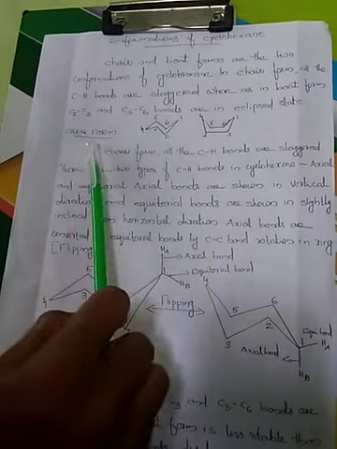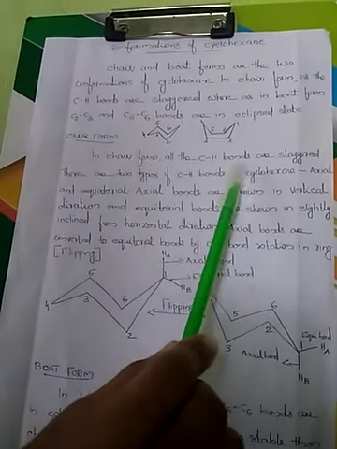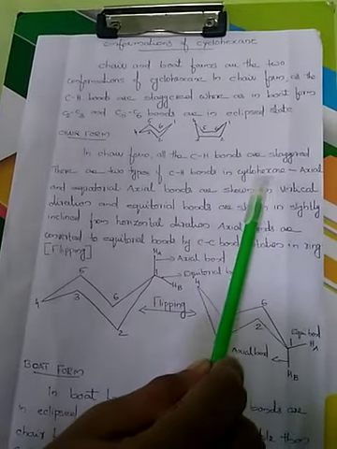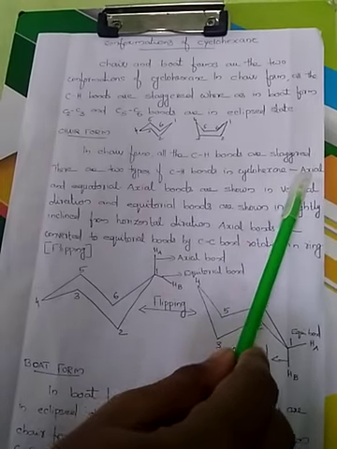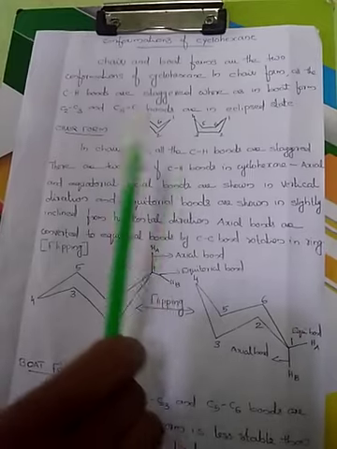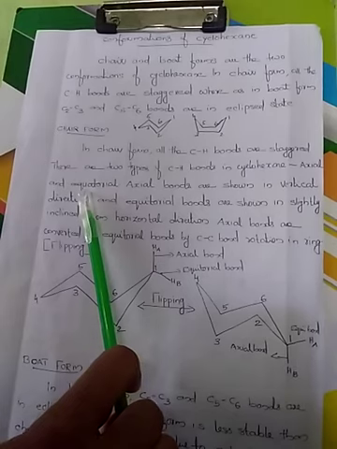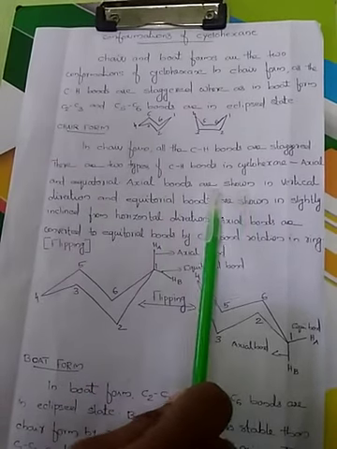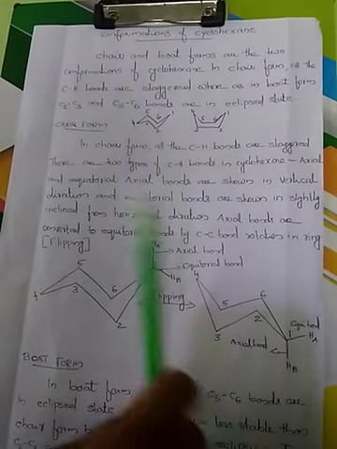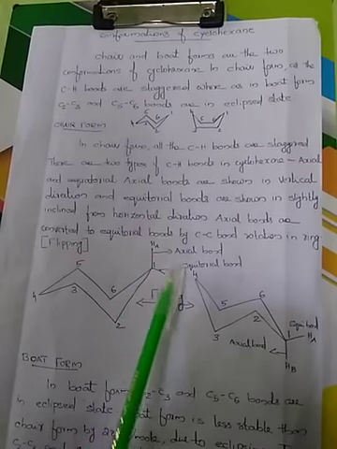Then, a detailed study of this chair form. In chair form, all the C-H bonds are staggered. There are two types of C-H bonds in cyclohexane, that is axial and equatorial. So in cyclohexane, you can see two types of bonds. The first one is axial, then equatorial. Axial bonds are shown in the vertical direction and equatorial bonds are shown slightly inclined from the horizontal direction. You can see the axial and equatorial bond here.